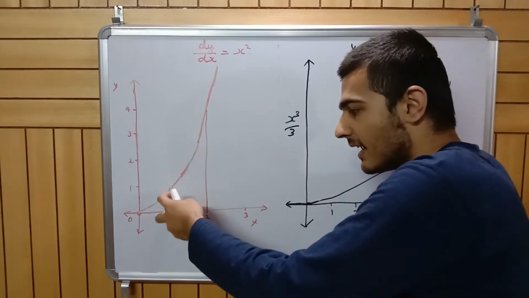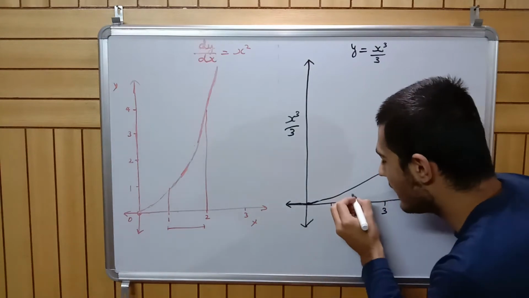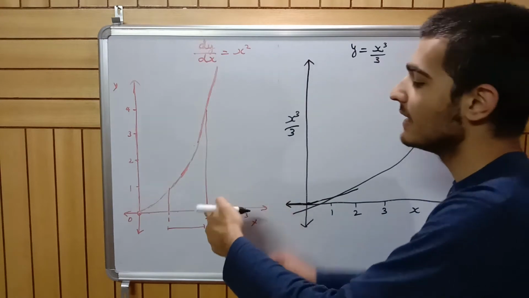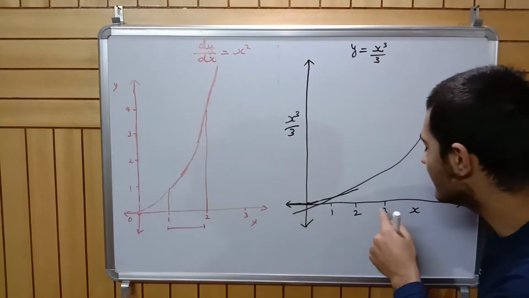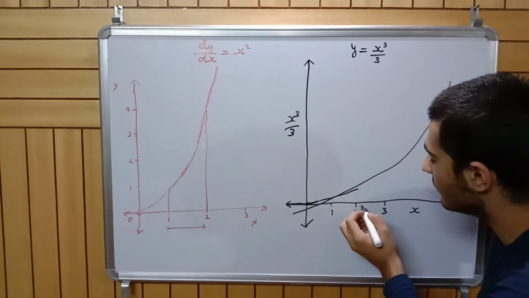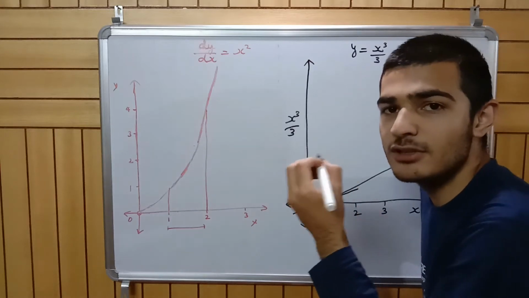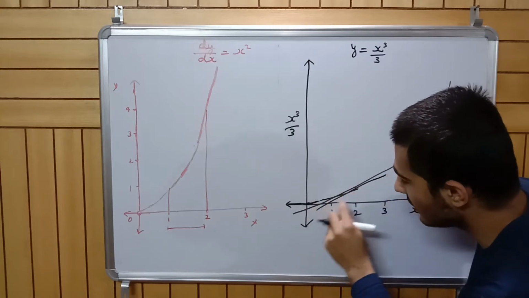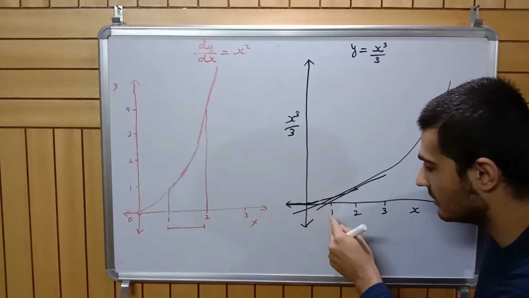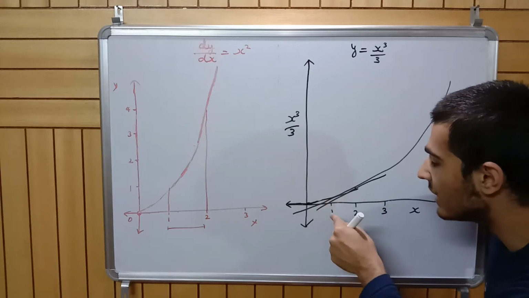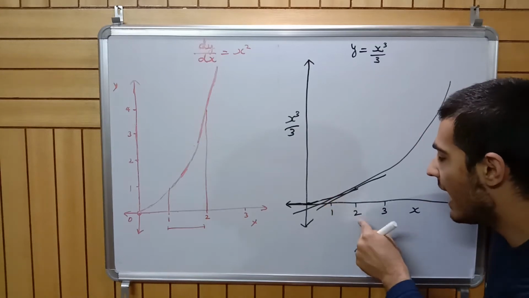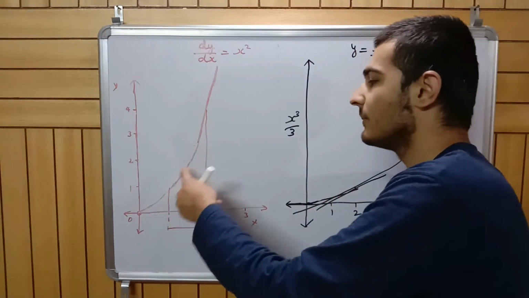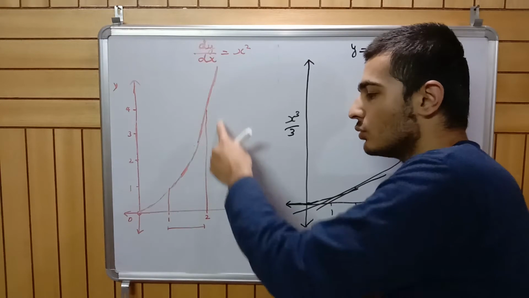So this height here at 1 represents the value of the slope of this tangent at x equals 1, and similarly this height here represents the value of the slope of the tangent at point 2. These are the two tangents, at x equals 1 and x equals 2 respectively, and those two represent the height at x equals 1 and x equals 2 in this graph.